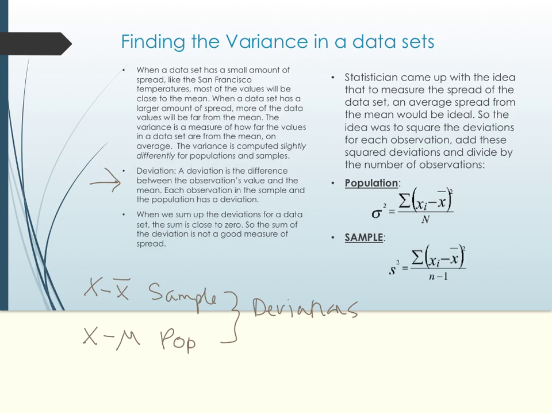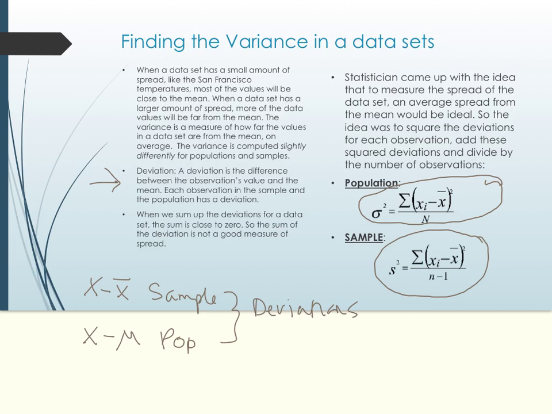So the idea was to square the deviations for each observation, add these squared deviations, and divide by the number of observations. So here is the variance for the population. Notice that the value is a squared value. And initially, this will give us a big value for spread. So ultimately we will want to take the square root of these values to get the average distance from the mean.